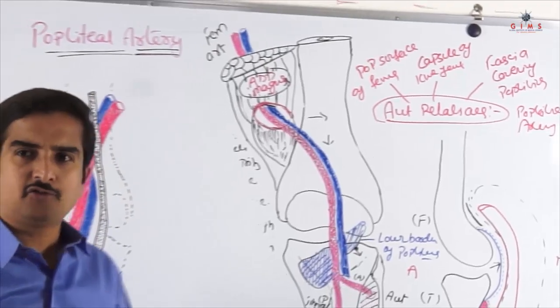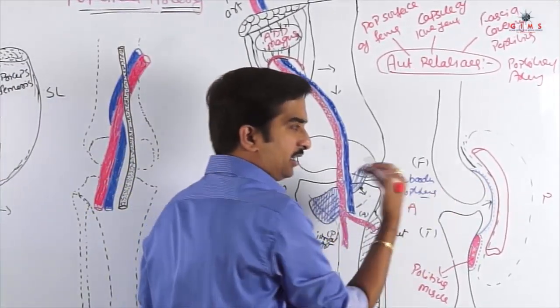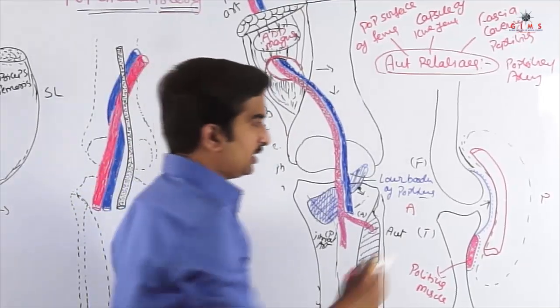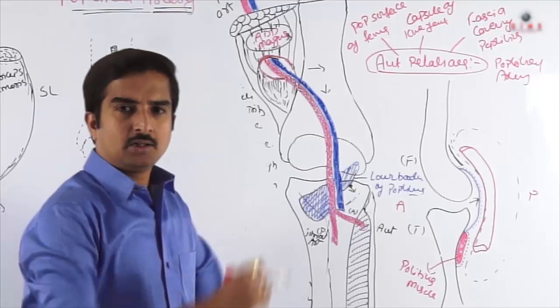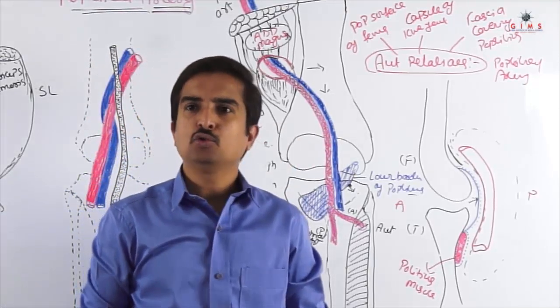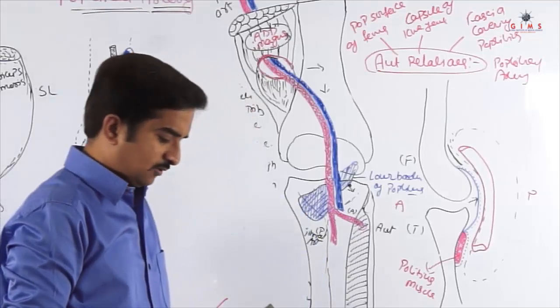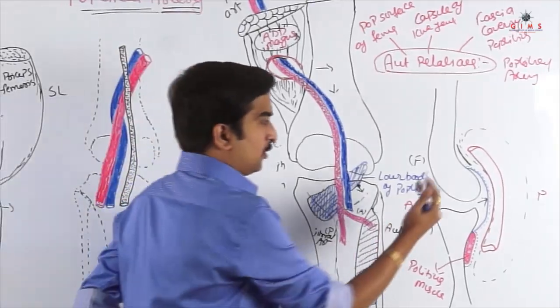Anterior relations of popliteal artery, right? After we study the anterior relations, now let us study what are the posterior relations. So we can also say that they are the superficial relations. What are the posterior relations and what are the superficial relations?